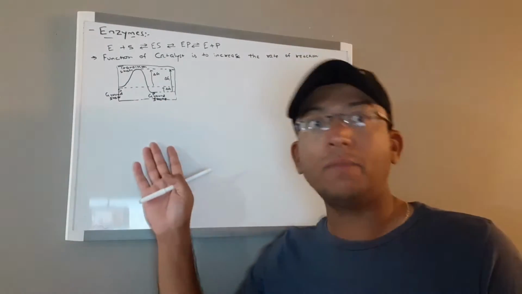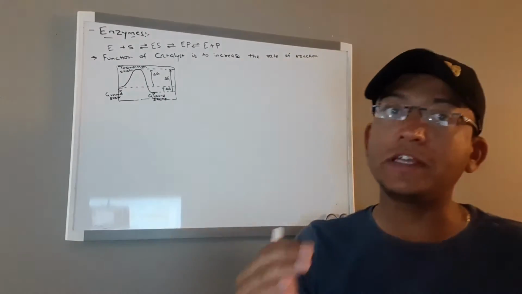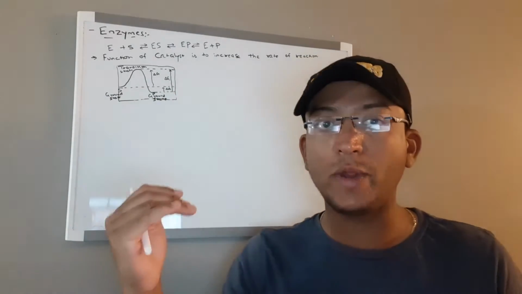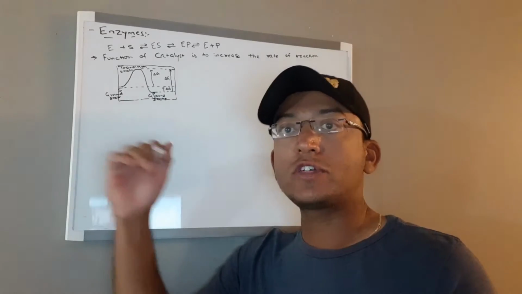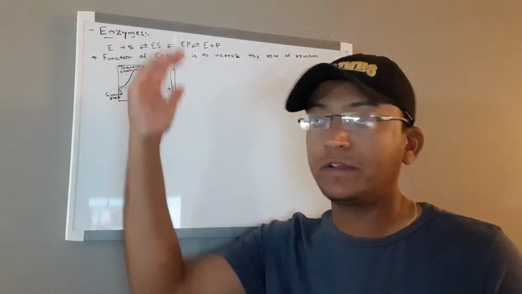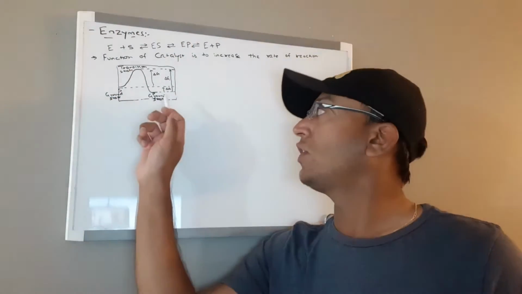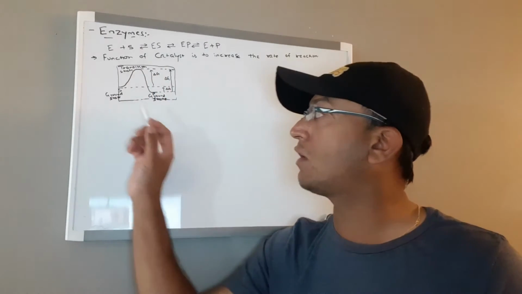So in this diagram, the free energy of the system is plotted against the progress of the reaction. So this is the starting point. The starting point for either the forward, so this is the forward, or the reverse reaction is called the ground state.